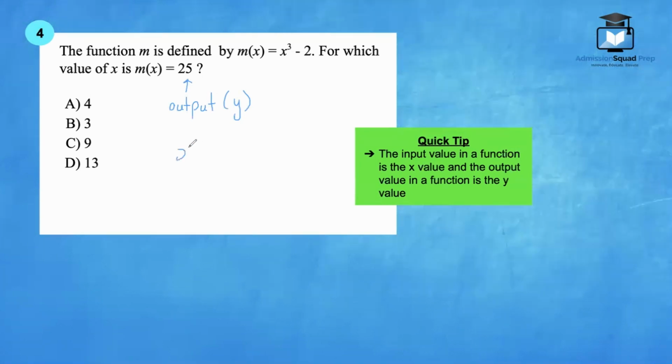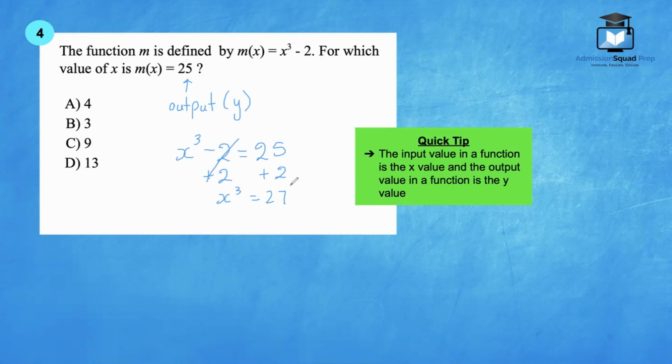So we can set up our equation. Since x is unknown, we have x cubed minus 2 equals our output value, which is going to be 25. So now we actually have an equation that we can solve. We're going to perform the inverse operation by adding 2 to both sides. We now have x cubed equals 27. And then we're going to find the inverse of cubing something, right? The opposite of cubing something is to find the cube root. So I will find the cube root of both sides of this equation. The cube root of 27 equals 3. So we can see that x is equal to 3. So B is the correct answer.